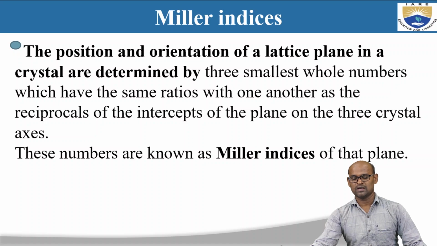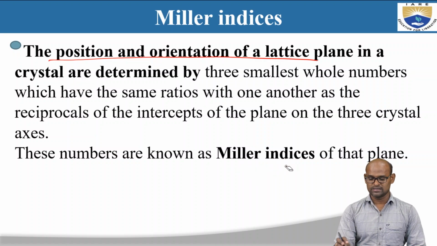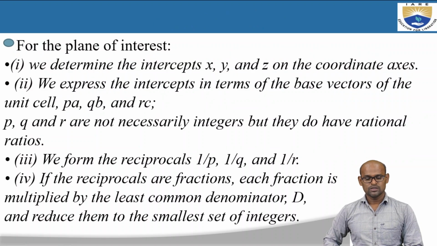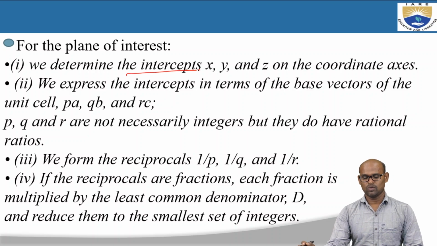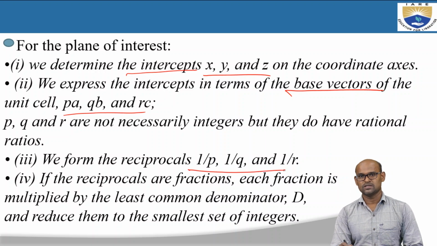Miller indices are used to find out the position and orientation of any lattice plane in a crystal. To find out the position and orientation of any lattice plane in a crystal, we need some smallest integers, and those integers are called Miller indices. And we need to derive the equation to obtain the Miller indices. Okay, so these are some of the rules to obtain Miller indices. First, we need to write down the intercepts. Once we write down the intercepts, we are going to write them in terms of base vectors. So PA, QB, RC as the base vectors of these intercepts, along XYZ directions. Once we write down these intercepts in terms of base vectors, we are going to find out the reciprocals of these intercepts.